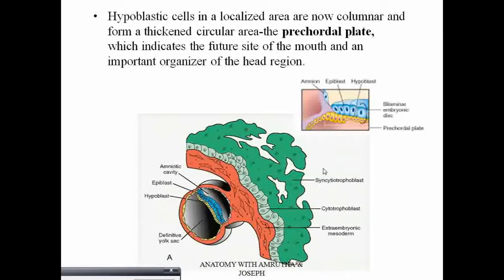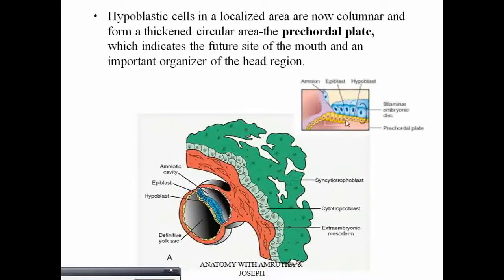So let's define that. Hypoblast cells in a localized area are now columnar. So hypoblast cells are here. They are usually squamous cells, but they become columnar to form a thickened circular area called the prechordal plate. So development of the prechordal plate is appearing here in the hypoblast. Hypoblast is seen ventrally, and this indicates the future site of the mouth. So when the prechordal plate is appearing, this is going to change into the mouth later.